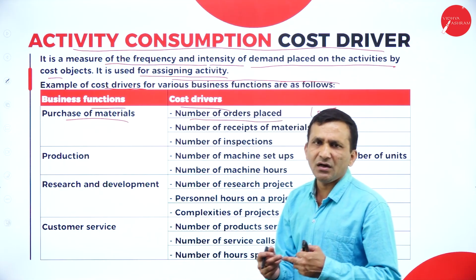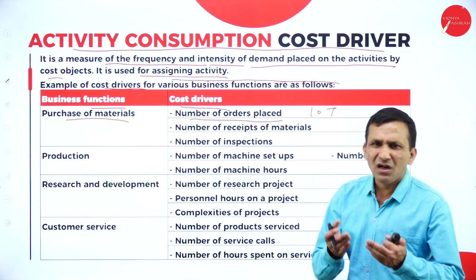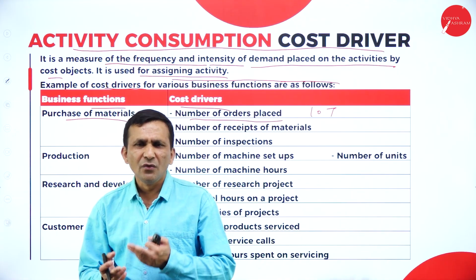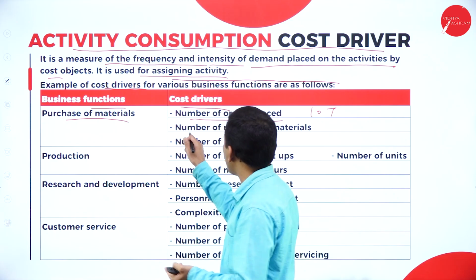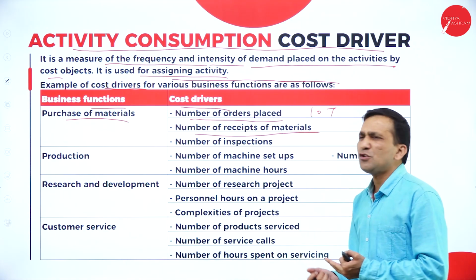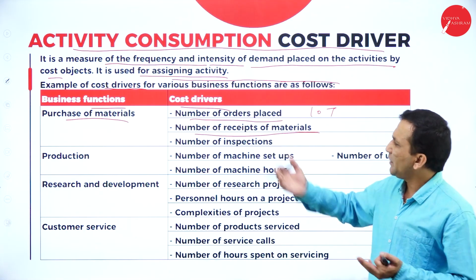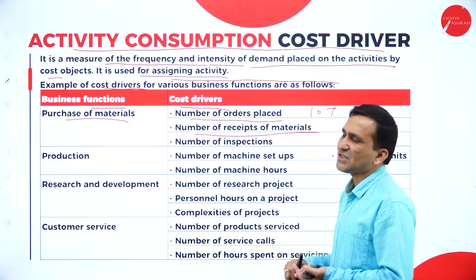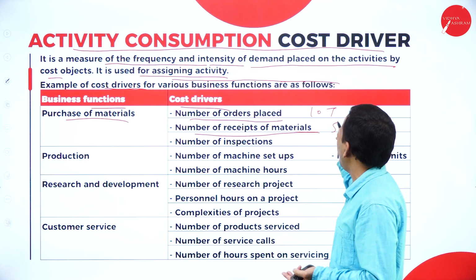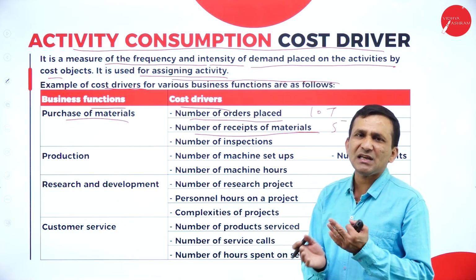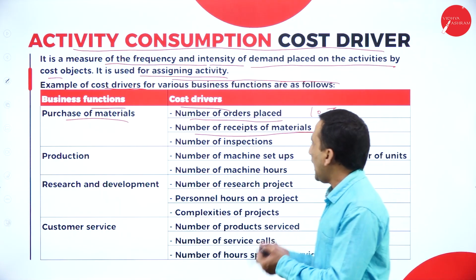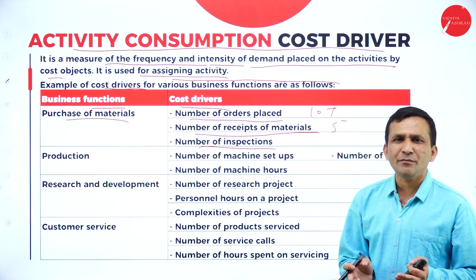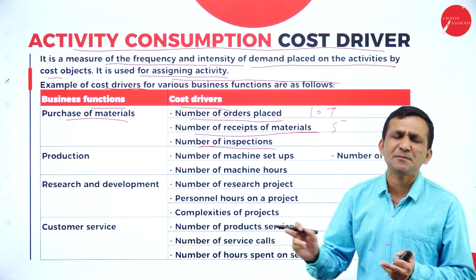Receiving or invoice generation, after getting the product for the storeroom or warehouse, we need to inspect. Then there is the number of receipts of material, which is of a receiving nature: how many times you receive. For example, you place 10 orders but received only 5 times, so there is a comparison difference we are finding. And again the number of inspections: after getting the material from the supplier we need to check and inspect.